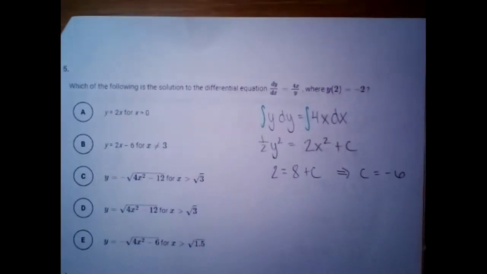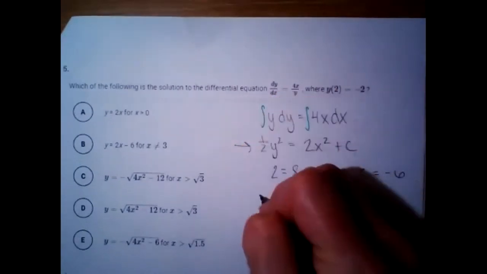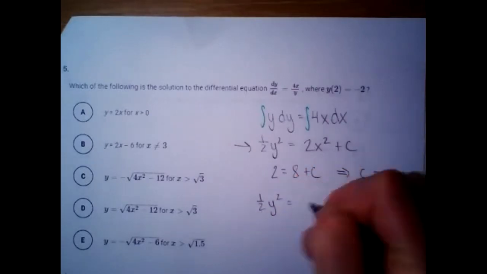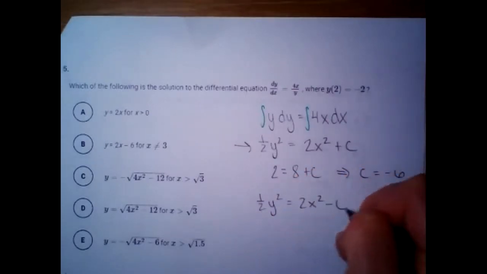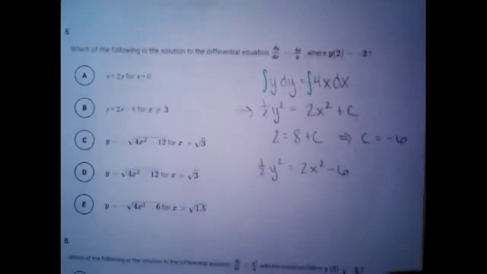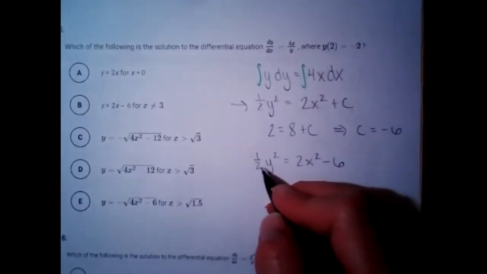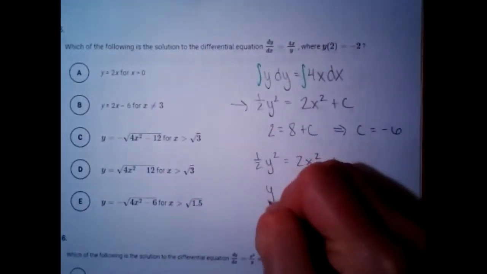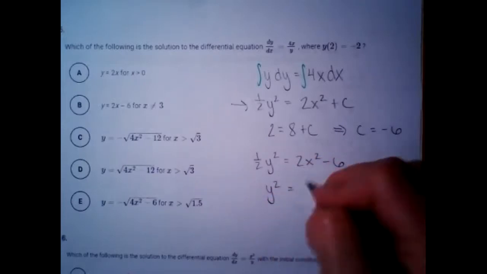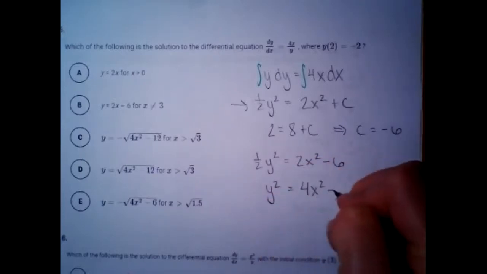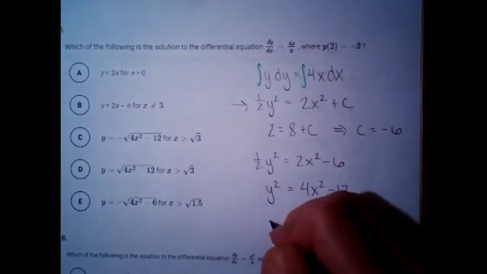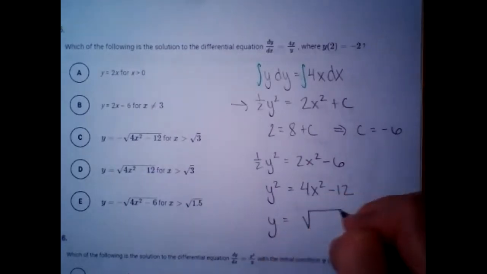So we're going to just go back a step. I'm going to recopy this step exactly, except put in -6 for c. And then we're going to solve for y. So first I'm going to multiply over the 2. So distributing a 2 through there will give us 4x squared minus 12. And then we're going to square root.